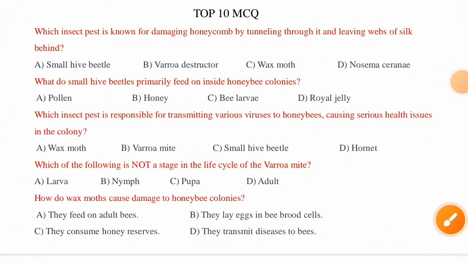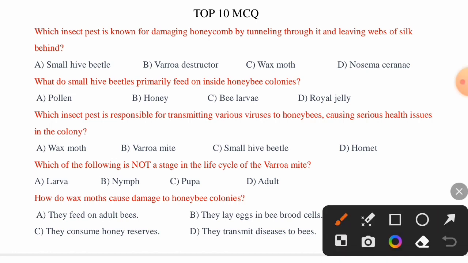Now let us discuss the top 10 MCQs. The first question: which insect pest is known for damaging honeycomb by tunneling through it and leaving webs of silk behind? The options are small hive beetle, Varroa destructor, wax moth, and Nosema ceranae. So the answer is wax moth.